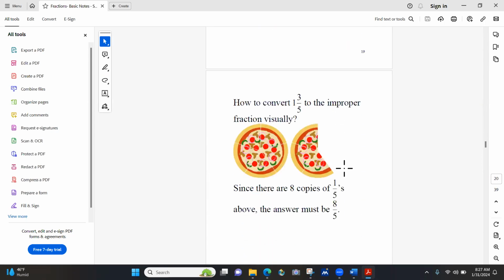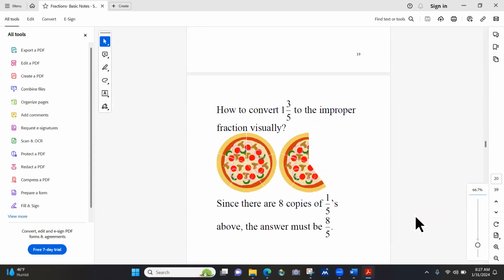So here is a good problem, guys. How do we convert 1 3/5 to improper fraction visually? Of course, we know how we do it mathematically. We multiply 5 by 1, we get 5, then we add 3, we get 5 plus 3, 8. 8 divided by 5 is 8/5. But how do we do it visually? So let me show you how it can be done visually.